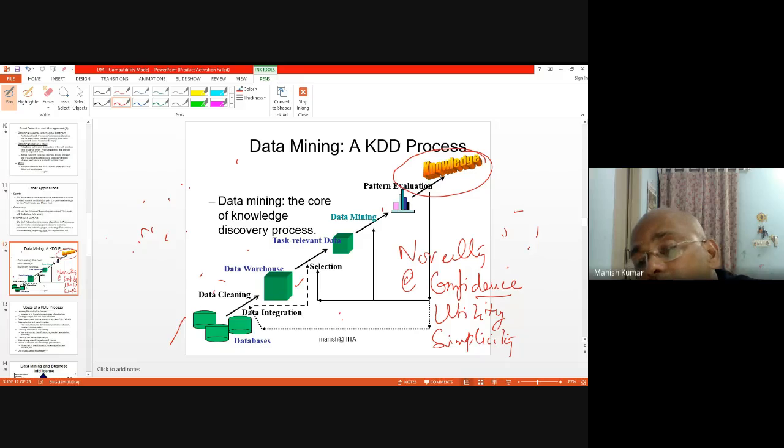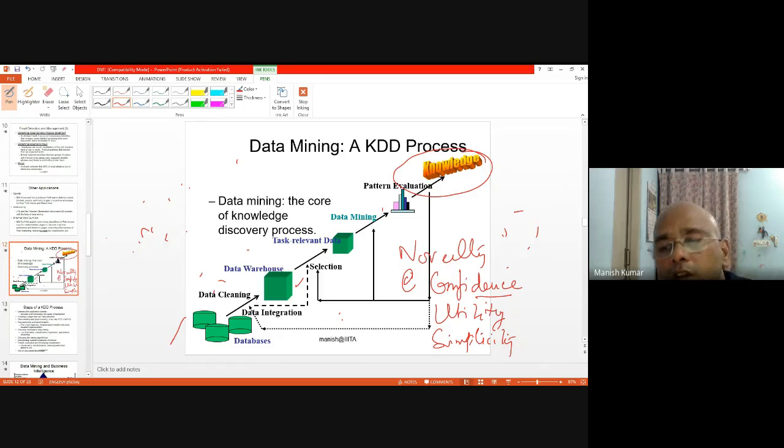Certainly the pattern should have high utility. Fixing the utility part could be different depending upon the domain, whereas confidence I can actually prove mathematically. And then novelty: whatever pattern you are looking for should not be already known to the system. That means whatever pattern I got should be novel and new in nature.